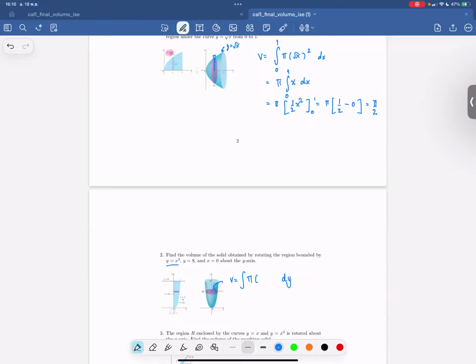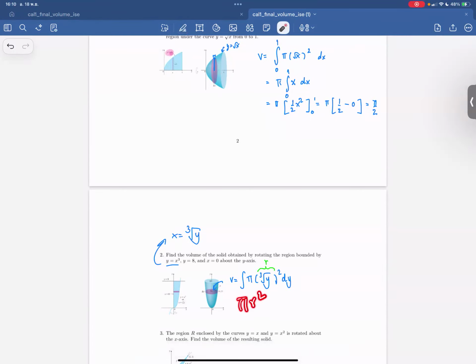So the given function is y equals x cubed, and we try to change this to a function of y. So we have x equal to the cube root of y over here. So this is our radius, cube root of y, and then squared. So actually we just put the function of y as the radius, right? So the section should be pi r squared, where r is the cube root of y, and that's all. And then we put the boundary of the integral to be 0 to 8.